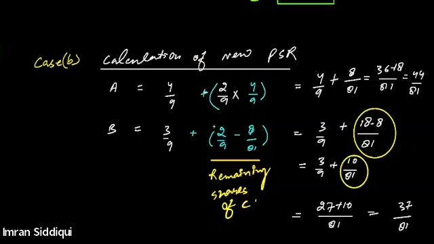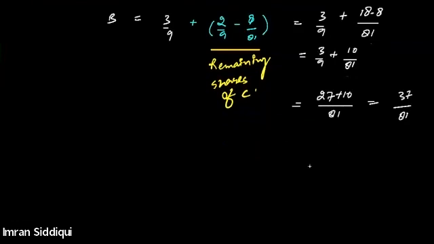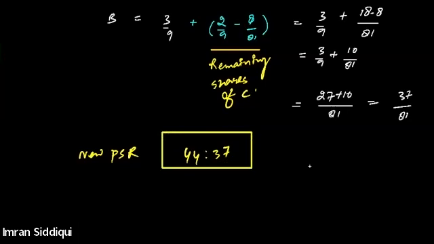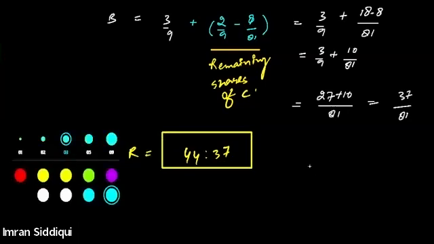And after solving it, you will get 27 plus 10 divided by 81, and ultimately the answer will be 37 by 81. So B's new share will be 37 by 81, and A's new share was 44 by 81, right? So this is the new profit sharing ratio for A and B. 44 is to 37. This is the new profit sharing ratio. Got it, everybody? Is this clear? Yes or no? Yes, sir.